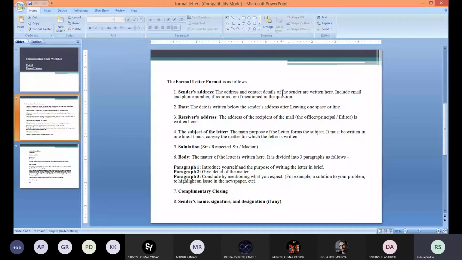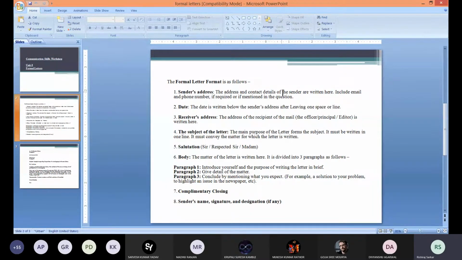Along with this third paragraph, you will also write down your expectation, like, therefore I kindly request you to grant me the permission for the same. So this is a request which you make in the last paragraph.